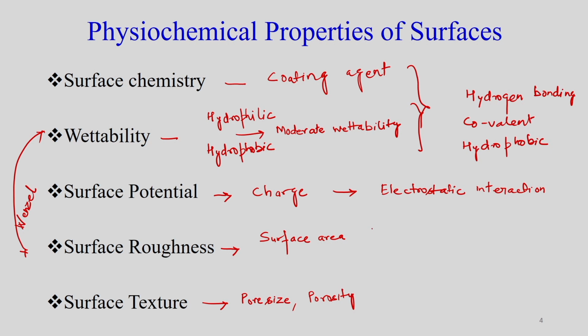Apart from the surface roughness and surface texture, another important thing is the thickness of the coating, and based on the thickness we may call it a thin film or a thick film. In case of thin film, its thickness should be less than 1 micrometer, and if it is greater than 10 micrometers, we typically call it a thick film. These are the properties which we can tune by applying different surface modification methods.